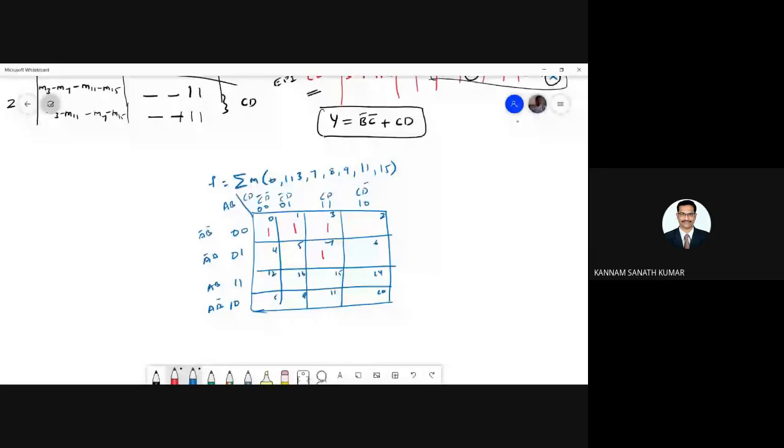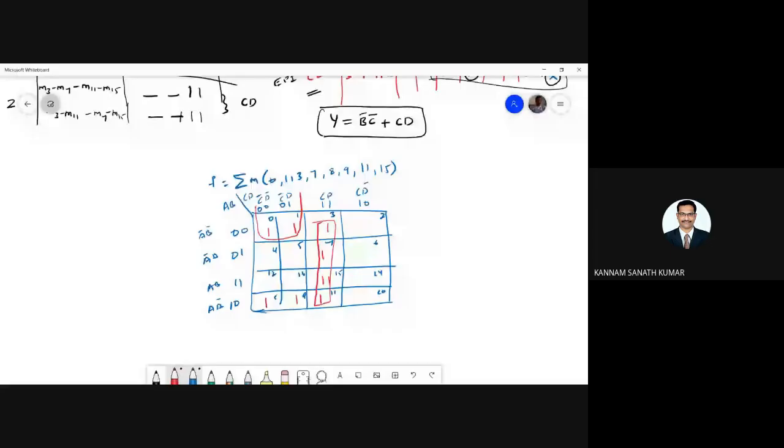next 8, 9, 11, 15. Okay, so if you see, this makes one quad. This makes one quad. This makes one quad. Okay, so that means let us consider this is the first prime implicant and this is the second prime implicant. So these are essential prime implicants. So that means if you write, this is nothing but C bar D bar.